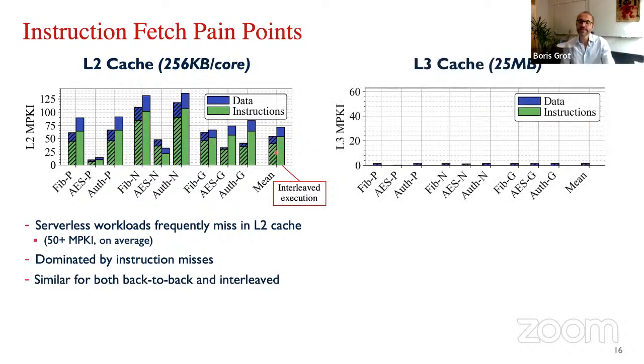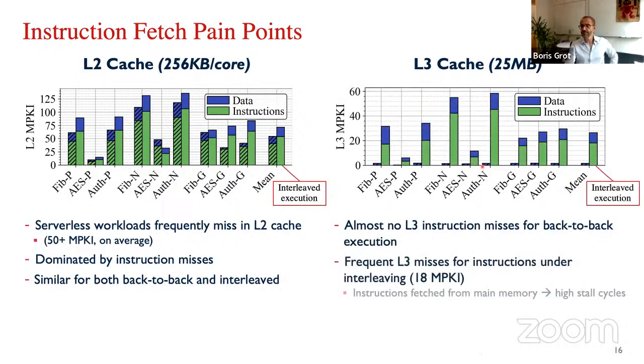But when we look at the last level cache, 25 megabytes, a huge cache in our Intel processor, we see that almost nothing misses in the last level cache for back-to-back execution. But in the interleaved execution, we have about 20 misses per kilo instruction on average. In many cases, it's approaching 60 misses per kilo instruction, and most of these misses are for instructions. This is totally killing our performance, because if we cannot get instructions to the core, we have nothing to execute. There's no work to do. It's like you want to study for the test, you need a textbook. The textbook is in the library.